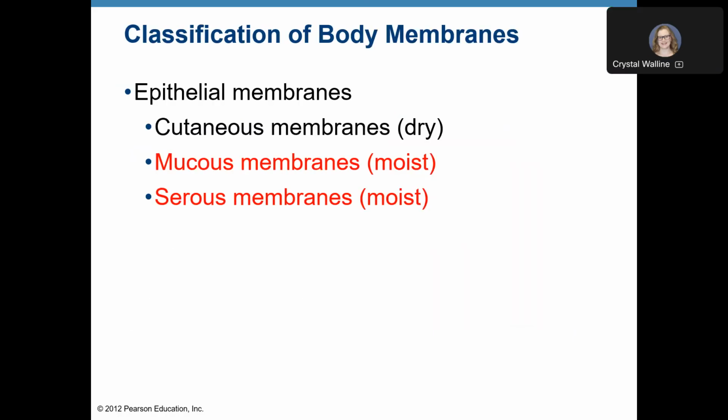Epithelial membranes come in three different forms. You have cutaneous membranes, which are dry membranes. This is also known as the skin. And you have two different types of moist membranes. Apologies to people that hate that word. You have mucous membranes and serous membranes.